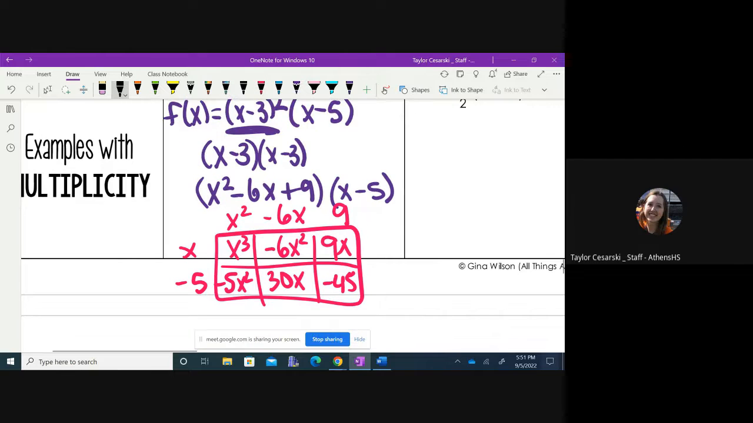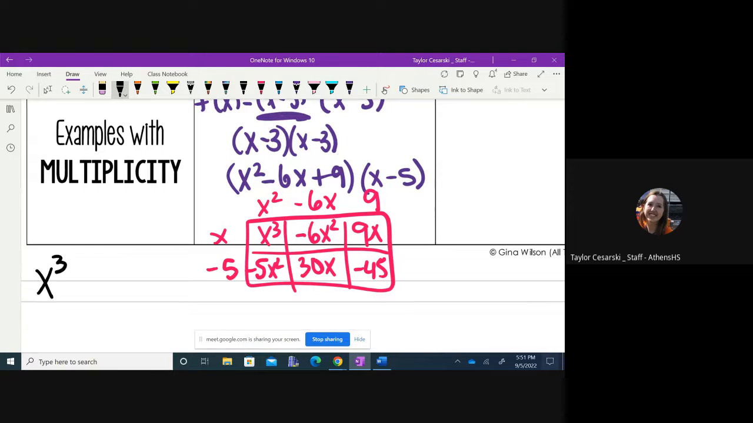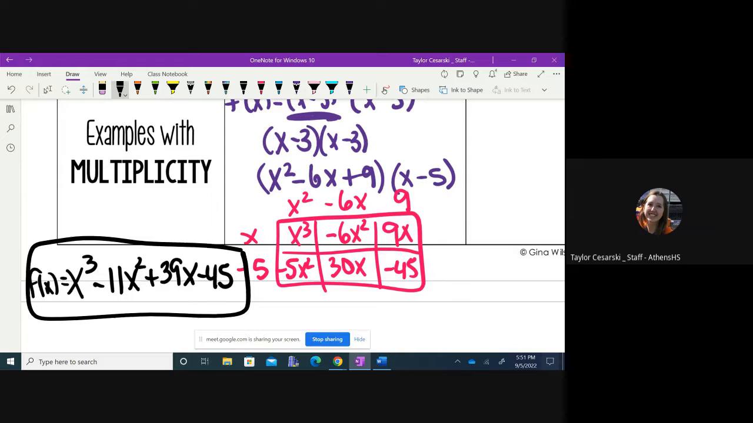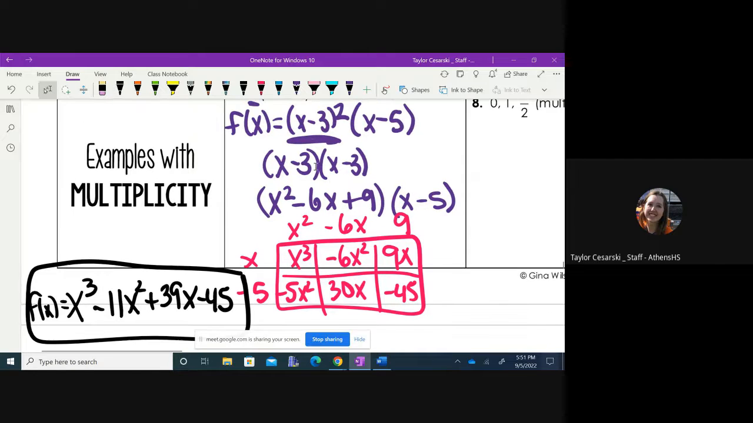So then when I combine like terms, I get x cubed. Let me write my f of x in front. Minus 11x squared plus 39x minus 45. So the biggest mistake you'll make there is you'll write the multiplicity, but then just make sure that's really represented as x minus 3, x minus 3.